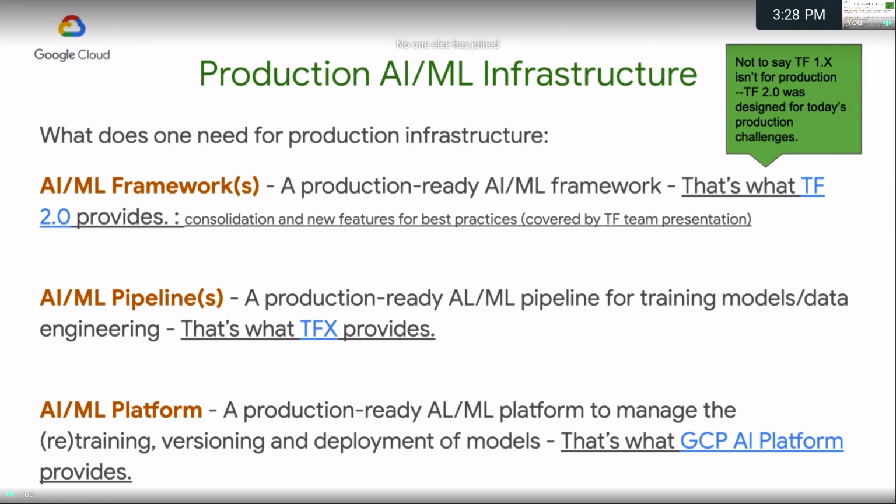Finally, what we're finding is you need a platform, and your platform is your managed services. This is particularly important to the DevOps people, but also the product owners. It handles things like retraining, versioning, deployment of the models, distribution, and everything. Here at Google, our AI platform is the GCP AI Platform.